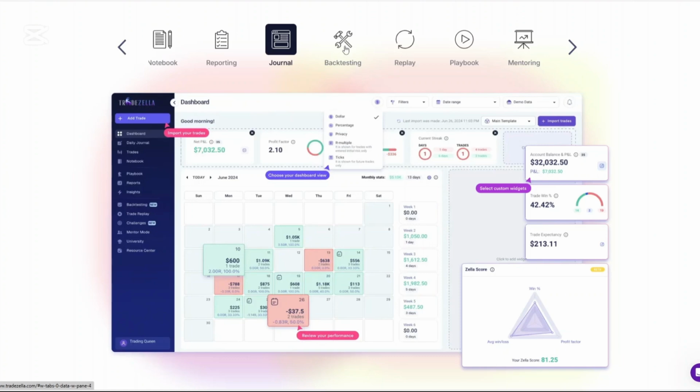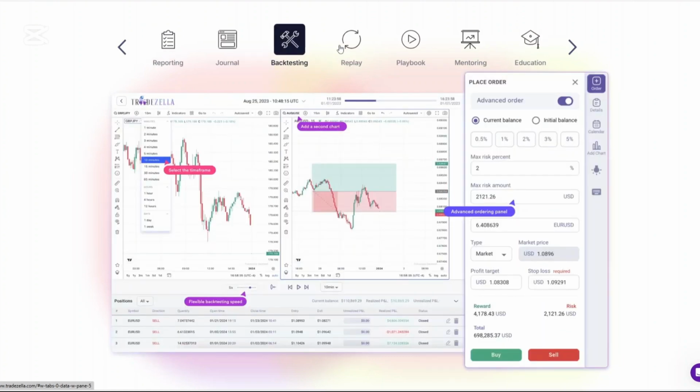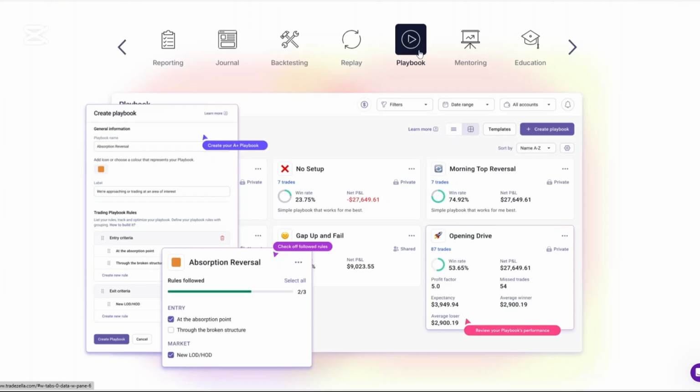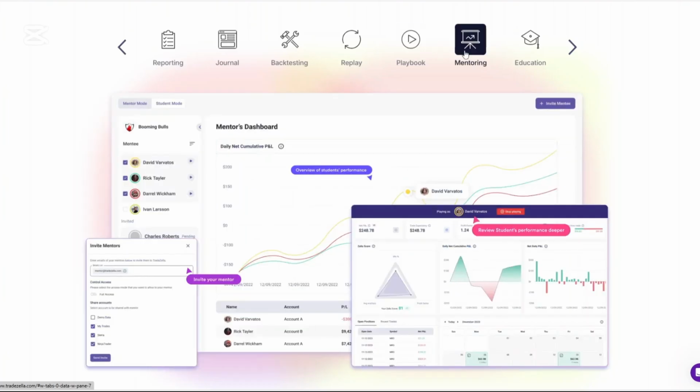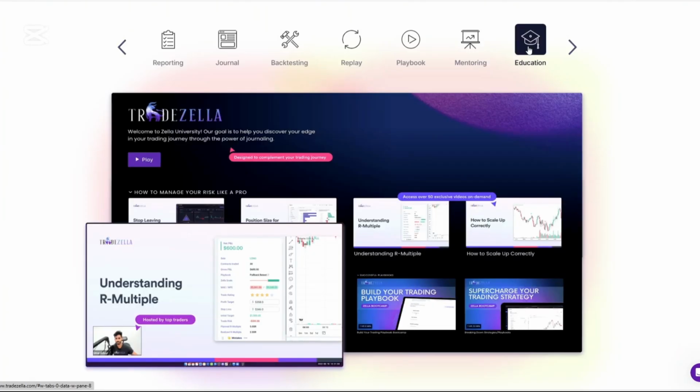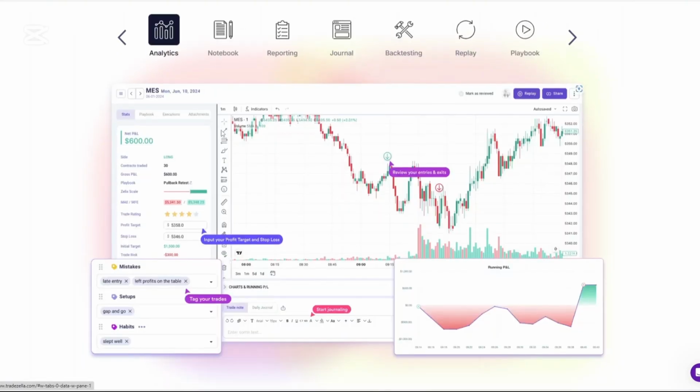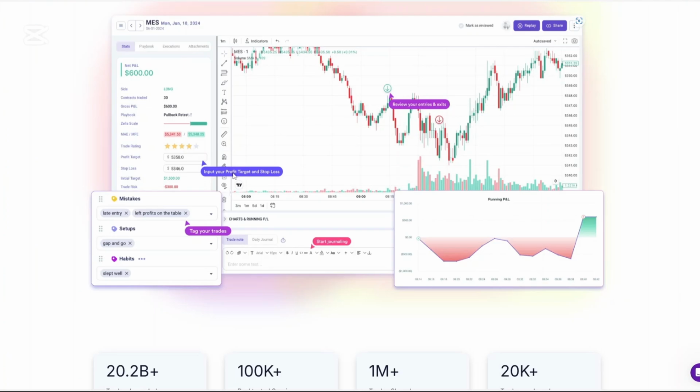Let's start with TradeZella. TradeZella is a modern data-driven journaling platform built by traders for traders. It focuses on helping you identify your strengths and weaknesses through automated journaling, backtesting, and strategy refinement. It's designed to be intuitive and visual, with a strong emphasis on performance analytics and trade replay. Think of it as your personal trading coach in software form.